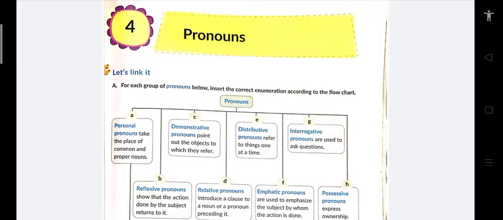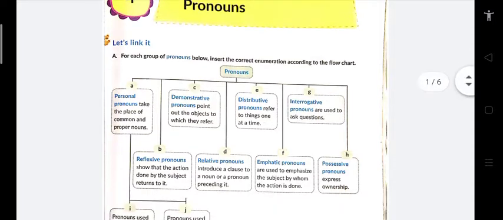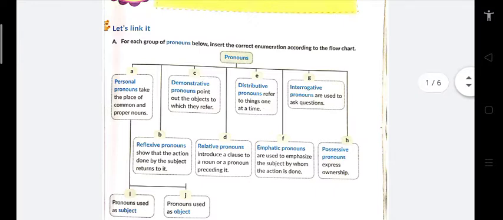Today we are going to start a new chapter which is pronouns. Students, you already know that pronouns are those words which are used in place of a noun. But right now we are going to understand the various classifications of pronouns.